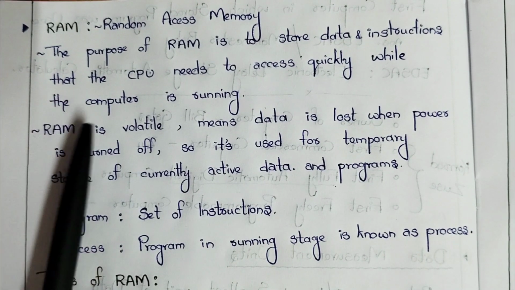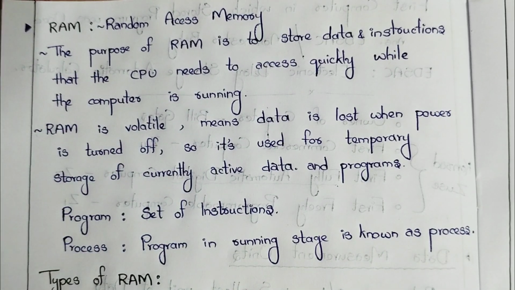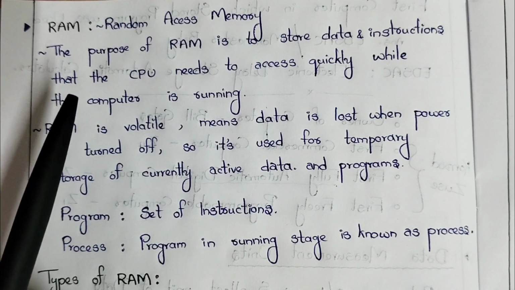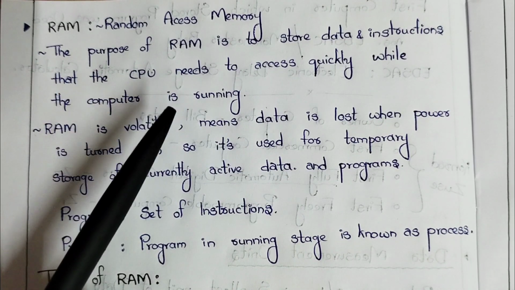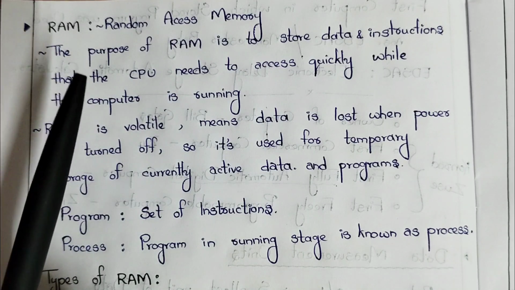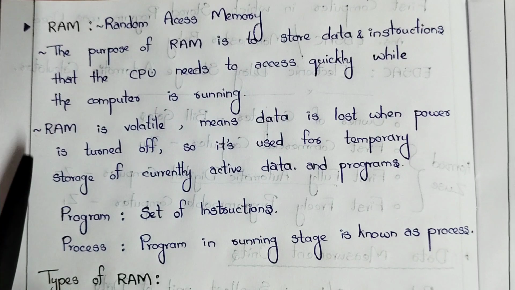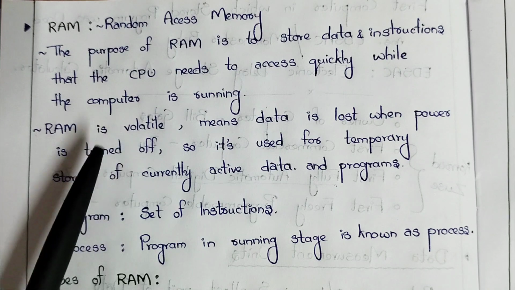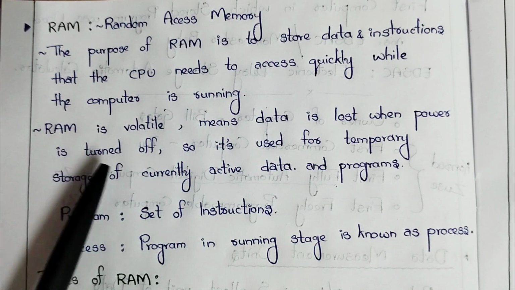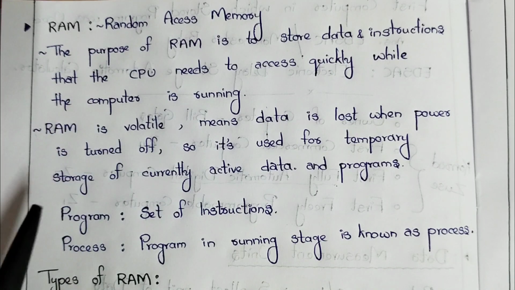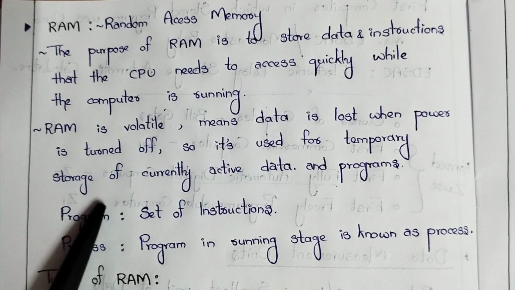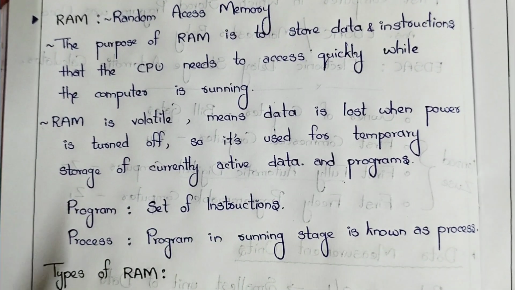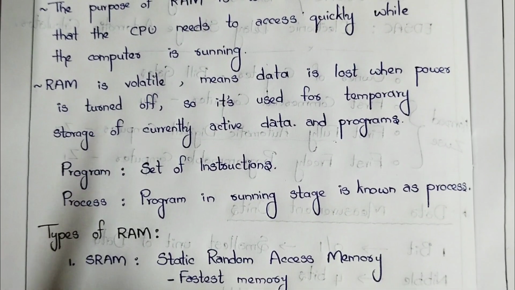So we were discussing RAM. What is the need for the RAM? It is used to store the data and instructions so that the CPU can access it quickly while the computer is running. RAM is a volatile memory, meaning once the power is gone, the data is all lost. It's a temporary storage. So what is a program? A set of instructions. And what is a process? The program that is in running stage is known as a process.